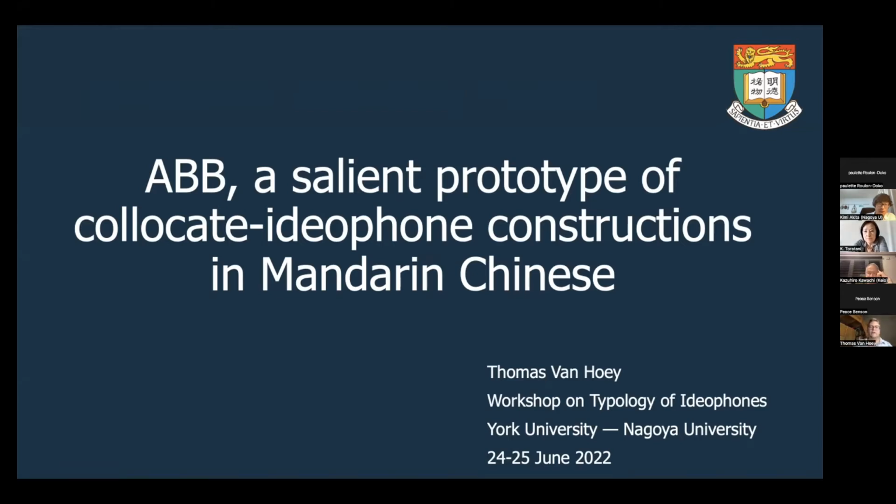So I'm going to be talking about ABB words, which I will argue are salient prototypes of collocate-ideophone constructions in Mandarin Chinese. The main idea is basically that we shouldn't forget about lexical effects when we are doing work on iconicity. So not just focusing on iconic effects or which ones are sound symbolic. So keep that in mind as I go along.